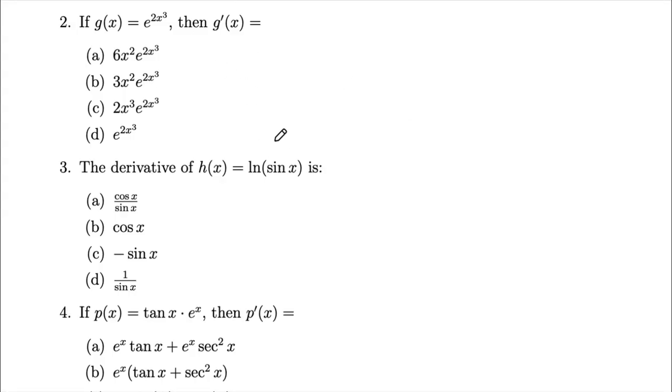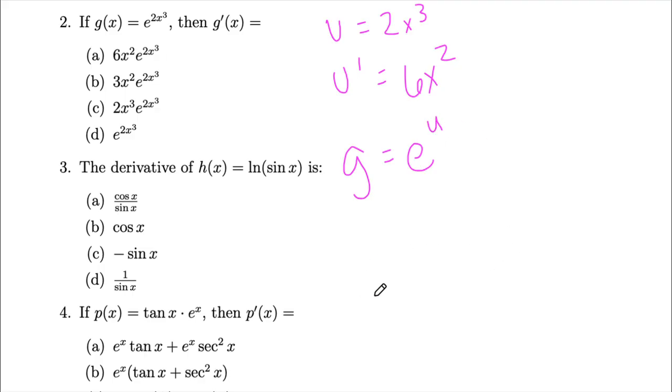Okay, so for number 2, again, we have to know the derivative of e to the x is just e to the x. And again, I have to identify this as a composite function where I'm going to be using the chain rule. So let's go ahead and use u sub once again. So my u is going to equal 2x to the third, which makes my du, or my u prime, equal to 6x squared. Now I'm going to rewrite g in terms of u, so that would just be e to the u.